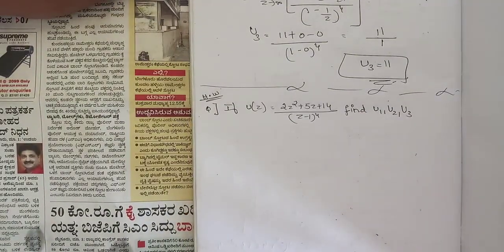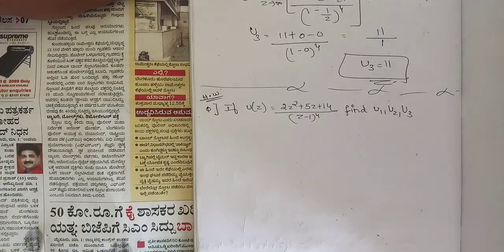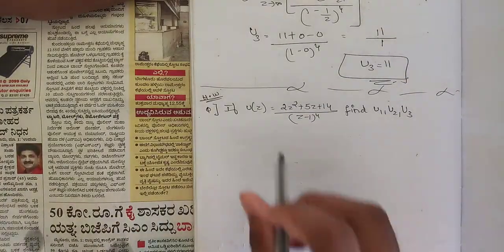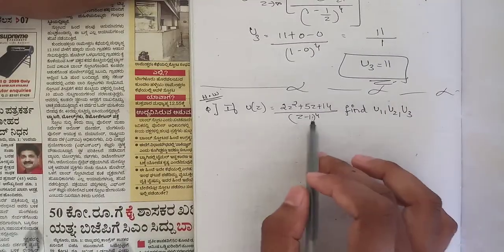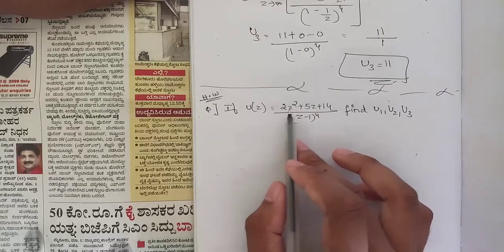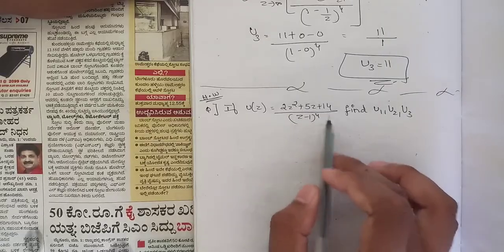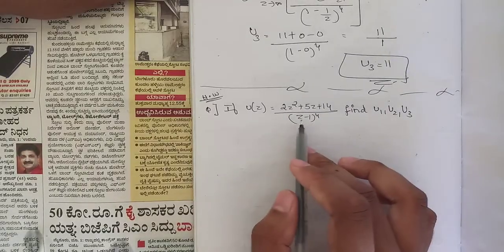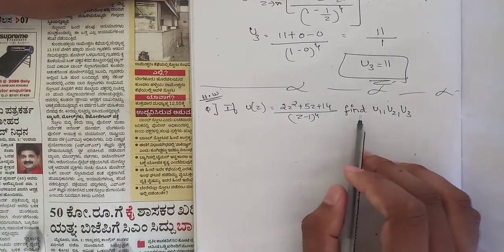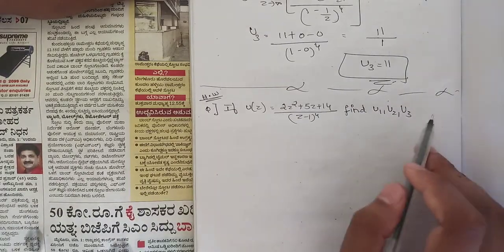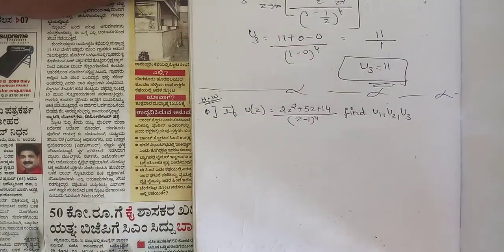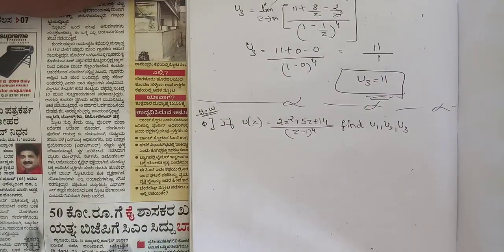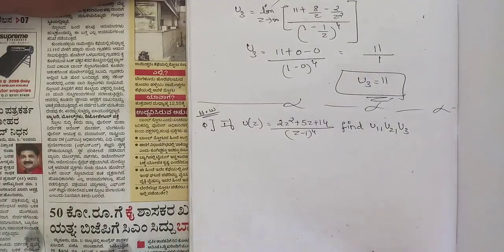So this is your homework, or you can say it is one kind of an assignment. So please try this at home. Okay, the problem is: if u of z is equal to, the numerator changes and the denominator remains the same, 2z square plus 5z plus 14 divided by z minus 1 whole to the power 4. In this case we need to find u1, u2 and u3. I've solved one problem similar to this one, so please refer to that problem and try to solve this problem.